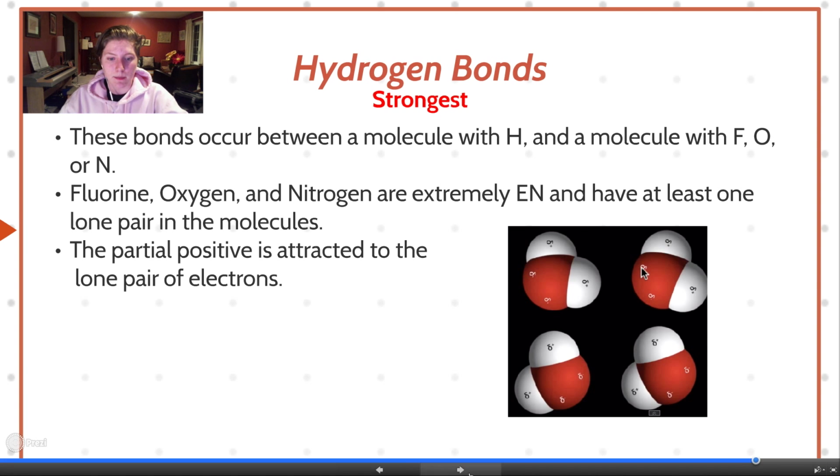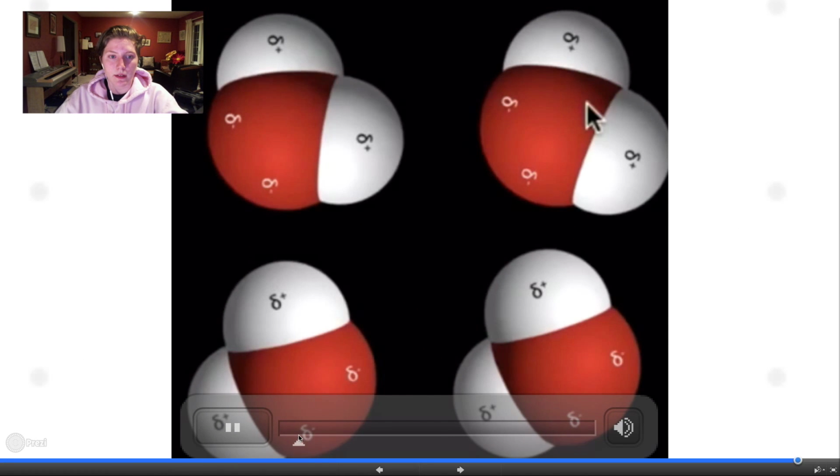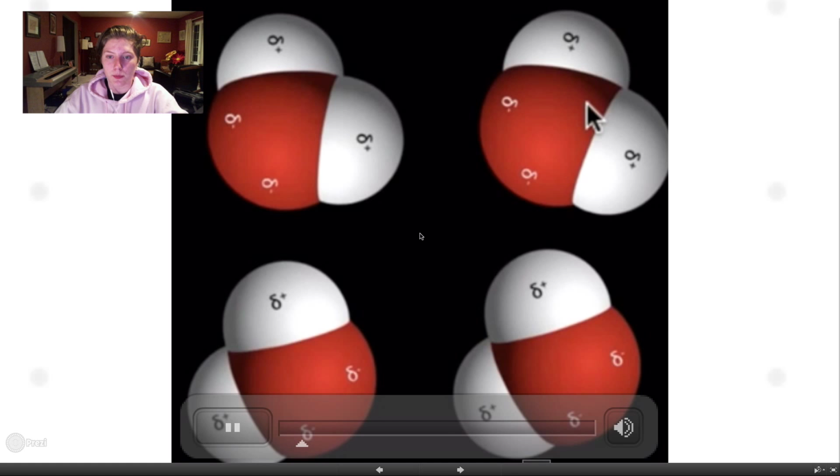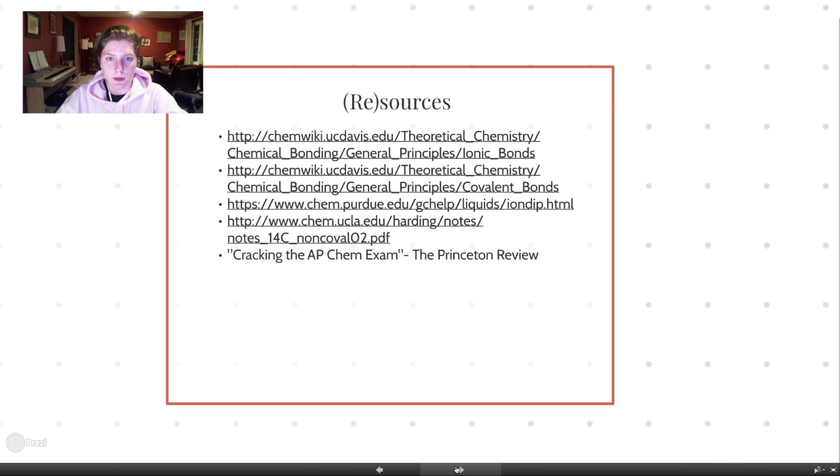So here's an animation. So you see the partial positive attracted to the partial negative of water. These are just water molecules. Plus, minus, minus, plus, plus, minus, and they're arranged in this fashion because of the hydrogen bonding that happens. This happens in DNA molecules as well.